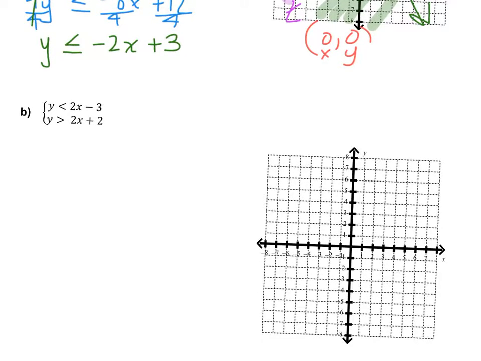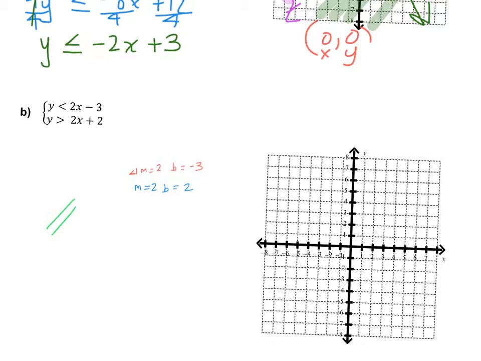Looking at these two, both of them are in slope-intercept form. So if we were to graph the first one in red, the slope is 2, the y-intercept is -3. If we were to graph the bottom one in blue, the slope is 2 and the y-intercept is 2. Hopefully at this point you realize that because both of them have the same slope, they are going to be parallel lines. So with a system of linear equations, they would never cross. But because we're shading, and you notice that this is less than and this is greater than, it might be that you're going to shade in between. So let's look to see.